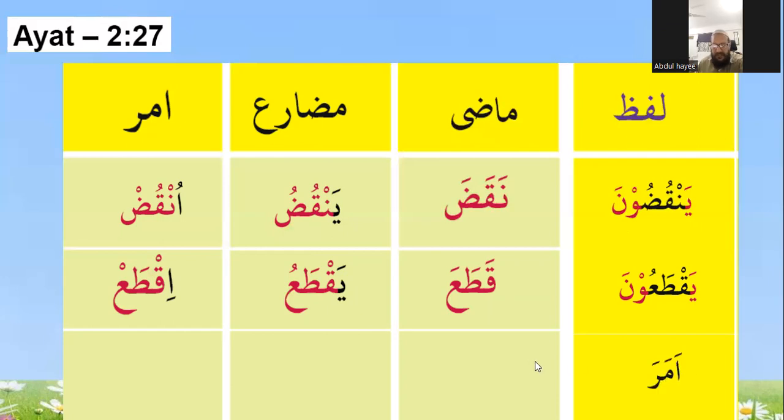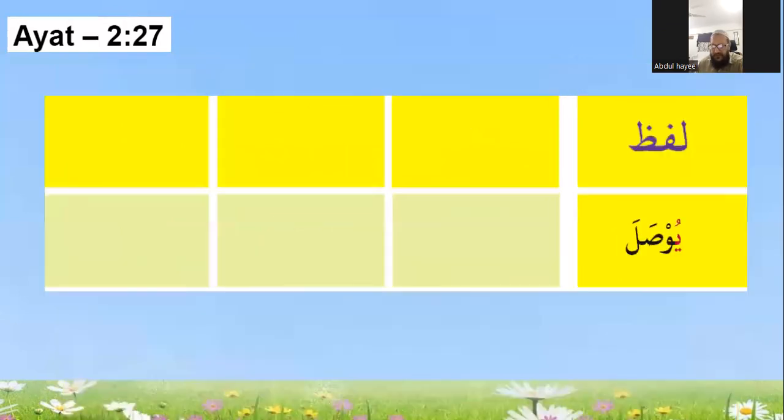The next is amara. Amara itself is a madi. Mudare will be yamaru. And amr is, look, we remove the ya, we make the last letter sakun. Alif is a weak letter, so it will drop. So what is left? Meem with dhamma and with sakun. So it's mur. Amara yamaru mur.